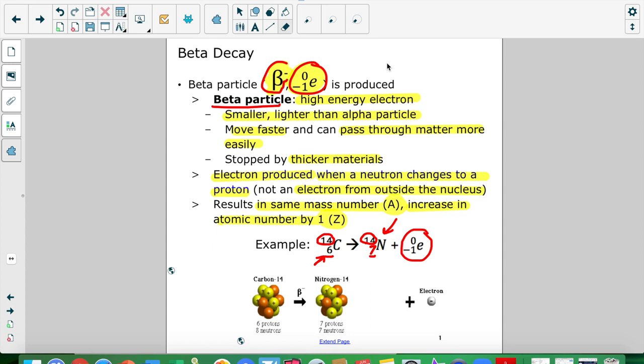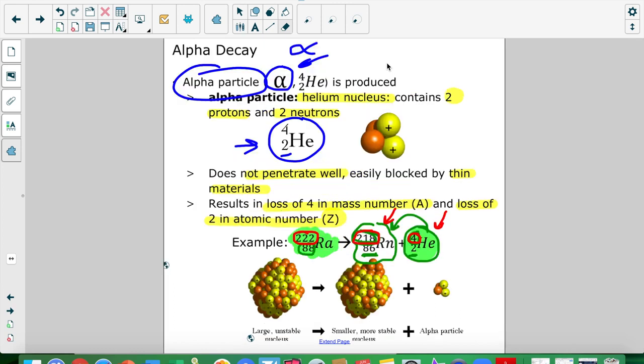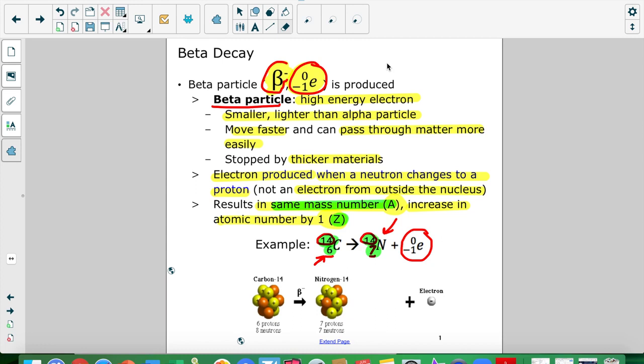So again, what has happened here, to explain what we have on the slide, is that the mass number is going to be the same, and the atomic number, which is this one over here, is going to increase by 1. So remember, in alpha decay, the mass number is going to decrease by 4, and the atomic number is going to decrease by 2. So in beta decay, the mass number stays the same, and the atomic number gains 1.